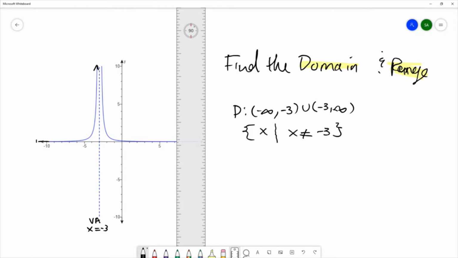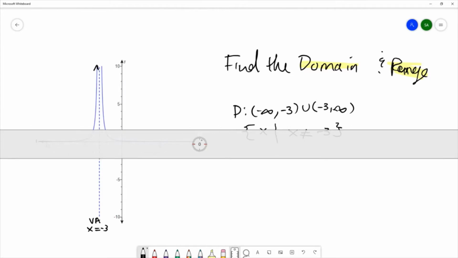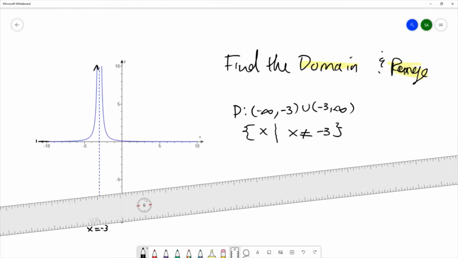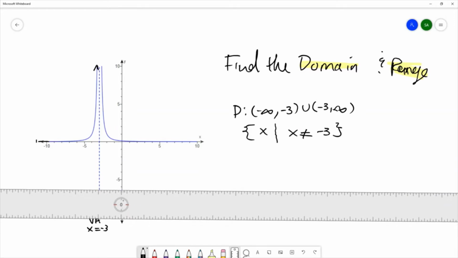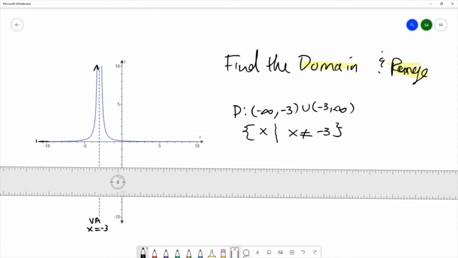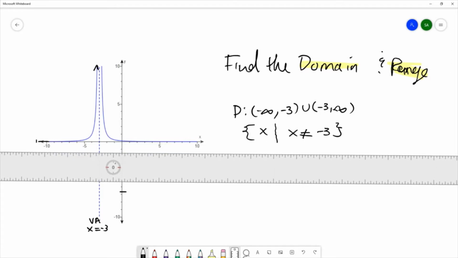So then I'm looking for the range. I'm going to hold my ruler horizontally to find the range, because my ruler would be pointing to the y scale. As I go from bottom to top, the first time I hit the graph is right here at the x-axis, and that is a y value of 0.